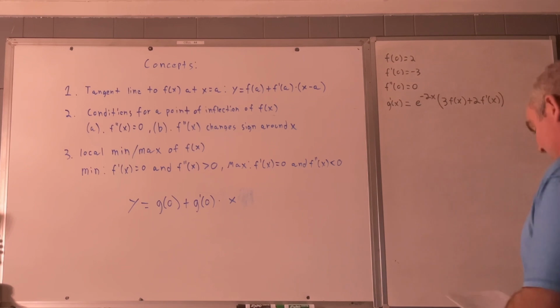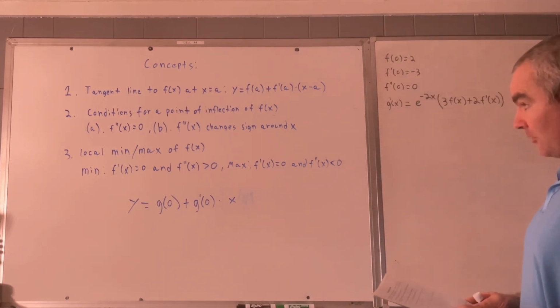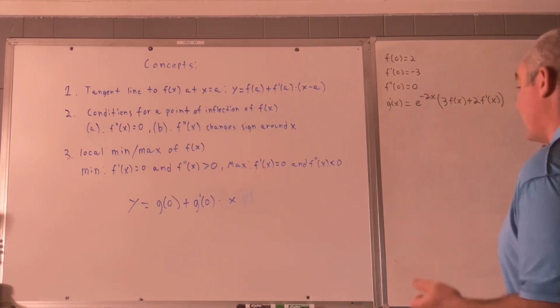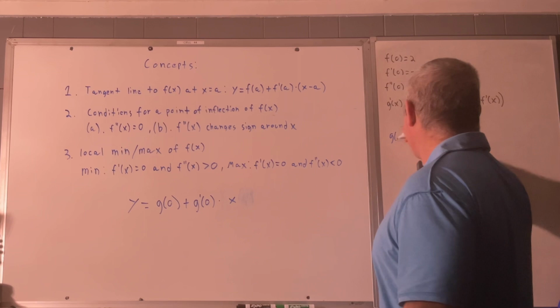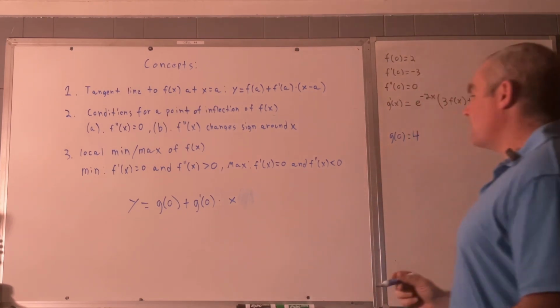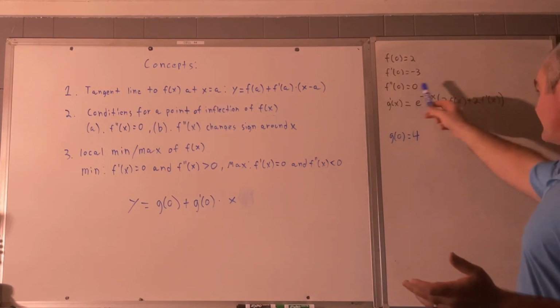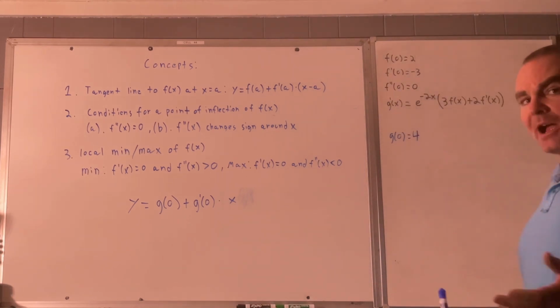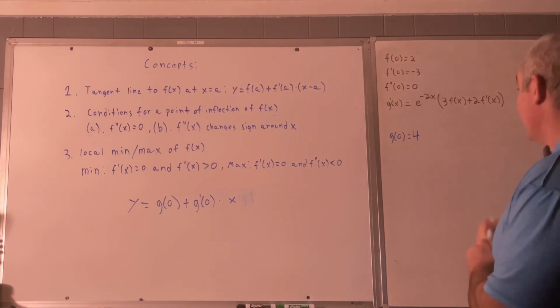It gives us, in part C, that g of 0 is equal to 4. All right. So, g of 0 is equal to 4. What about g prime of 0? Well, we're given g prime. To find g prime of 0, we literally just replace all these x's with zeros.